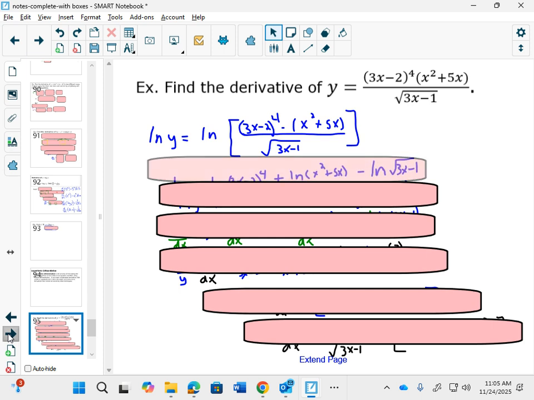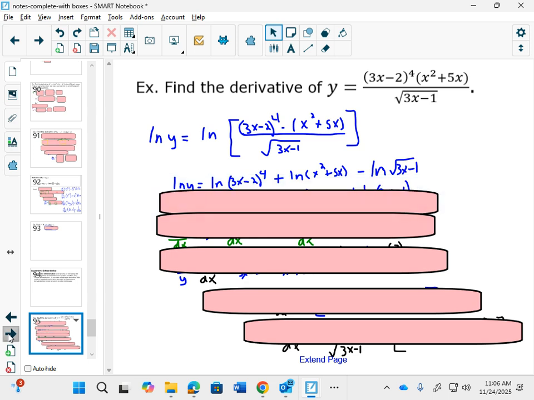Now, first of all, whatever's multiplied in your numerator will always be added. Whatever's in your denominator, even if you have multiple things multiplied, those will always be subtracted. So I have two things that are added and two things that are subtracted. And then if you have exponents on the whole thing inside of a natural log, you could bring that 4 out in front, and with the square root, you could bring the 1/2 out in front.